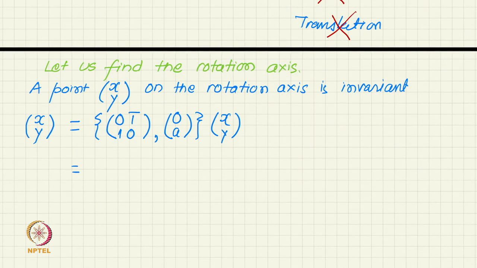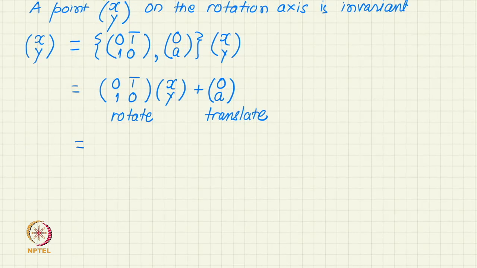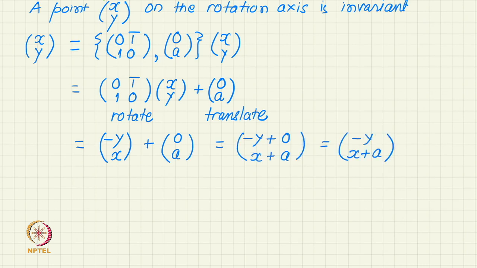Now, you should remember how we multiply the sides operator with a column vector. Just the definition of the sides operator. Sides operator is representing a rotation followed by a translation. Rotation is done by the matrix, so the matrix will multiply the coordinates. So this is the rotation of xy. Translation simply adds to the coordinate. So we translate. What do you get? Minus y, x, plus 0, a, and this should be the same point if it is a rotation axis.